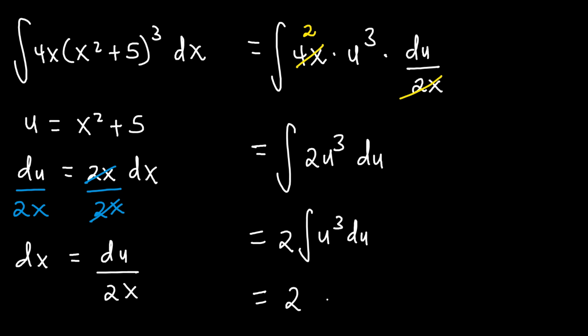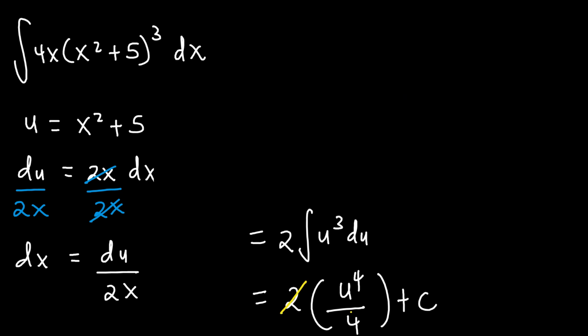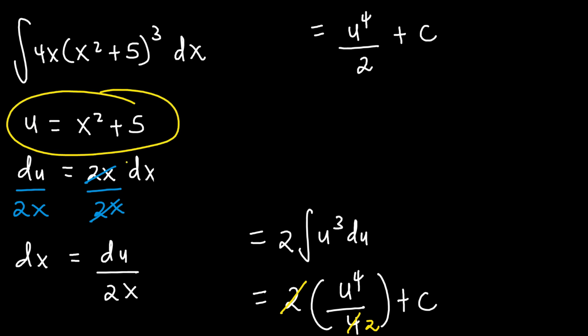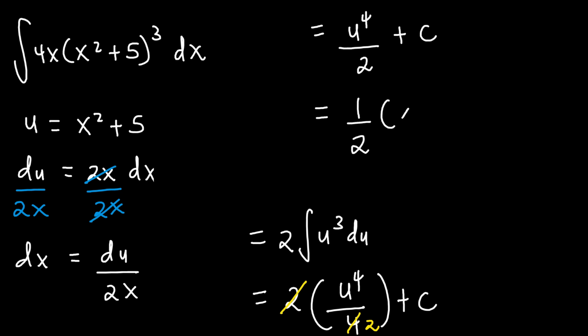So we shall have 2 times u^4 divided by 4 plus c. Now this 2 will cancel with 4 and we shall remain with 2. So this will be equal to u^4 divided by 2 plus c. And we know that u equals x^2 + 5. So our final answer will be 1 divided by 2 times (x^2 + 5)^4 plus c.